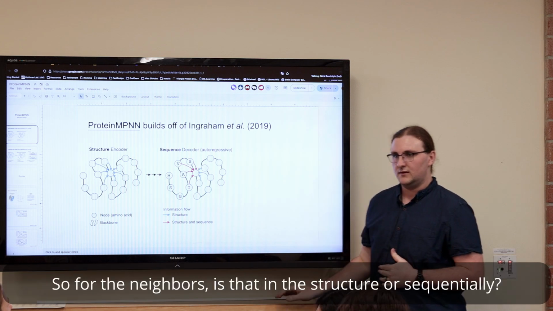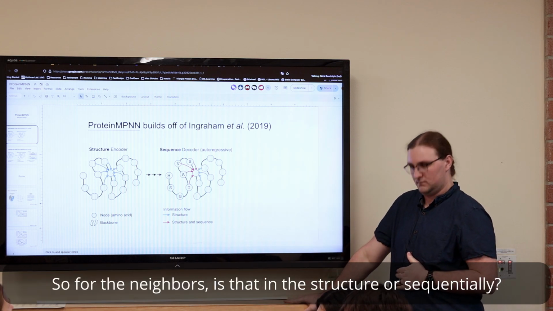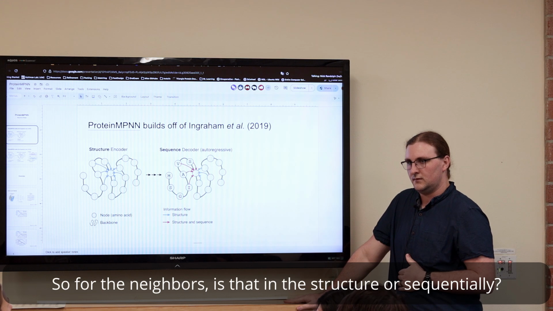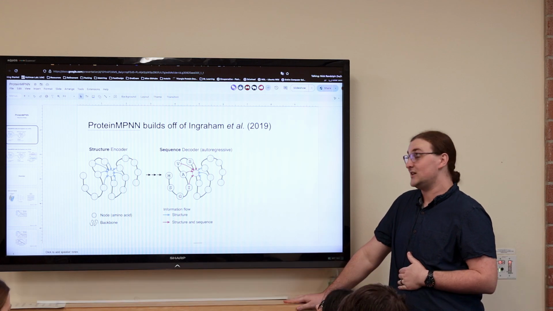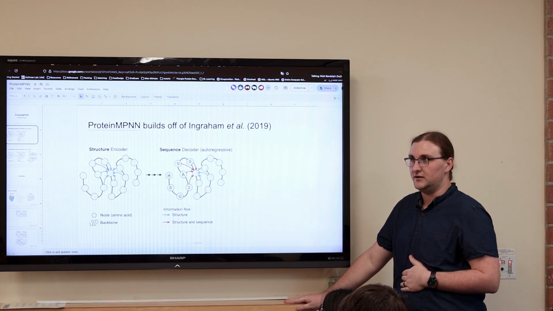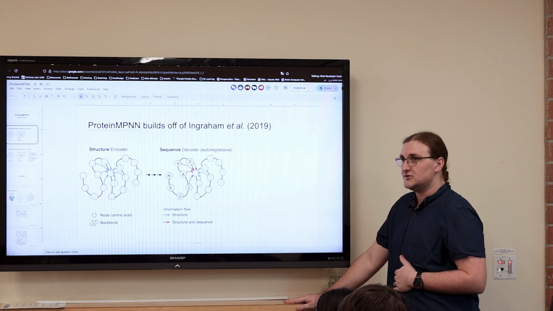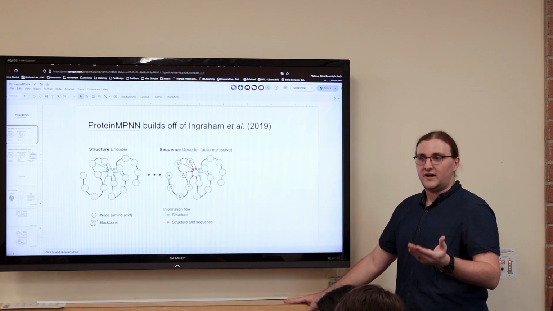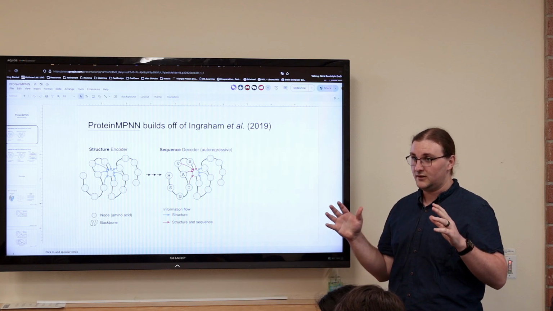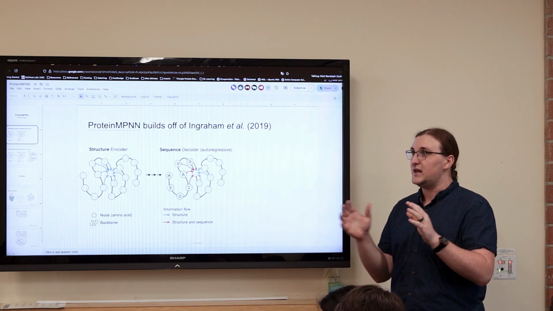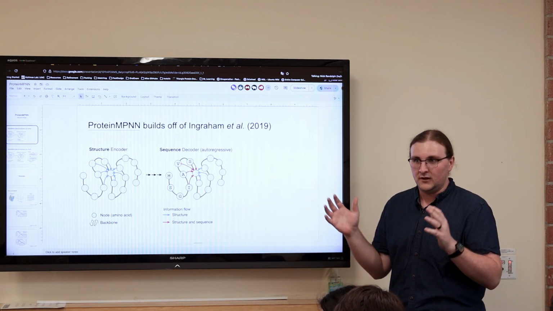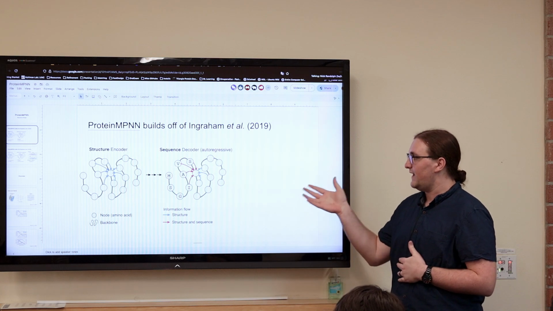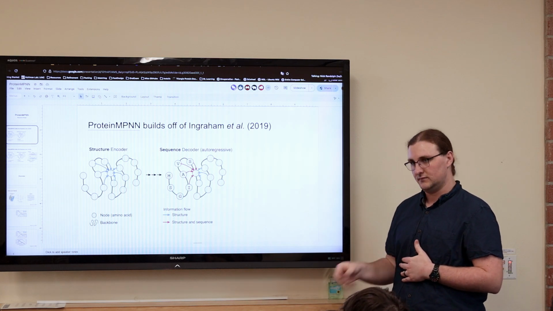Yeah. So for the neighbors, is that in the structure or sequentially? That's a good point. These are based on the structural coordinates. So the nearest neighbors based on C alpha distances. Of course, you could define it in different ways. You can maybe have a radius graph, so everything is considered a neighbor if it's within maybe 10 angstroms. But in this case, every residue has a fixed number of neighbors.